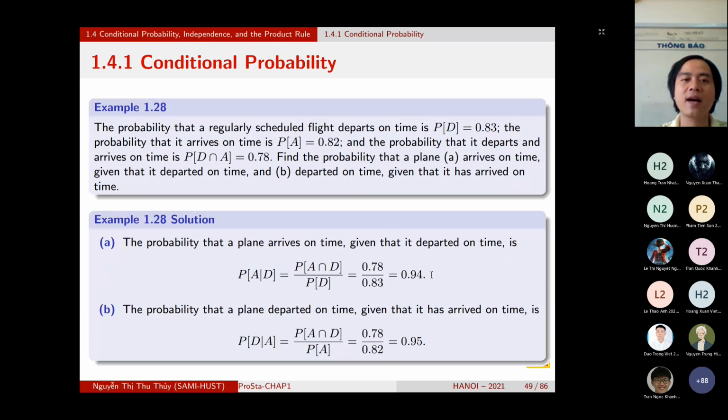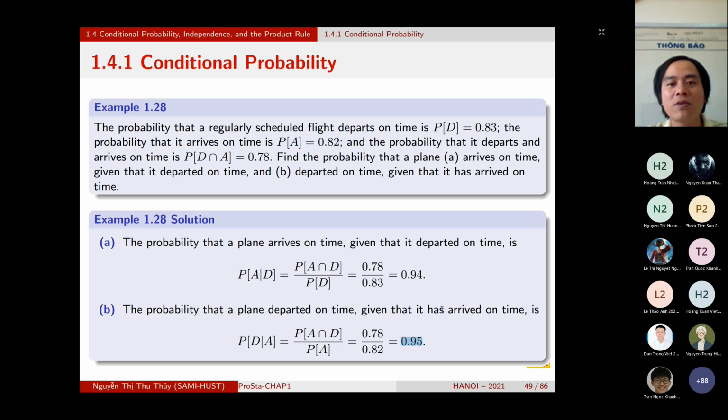Okay, and now the inverse probability given A, so we compute the probability of D. We also use the definition of conditional probability. So now we have a fraction of 0.78 divided by 0.82. So we also have a very big probability, and it's a little bit bigger.